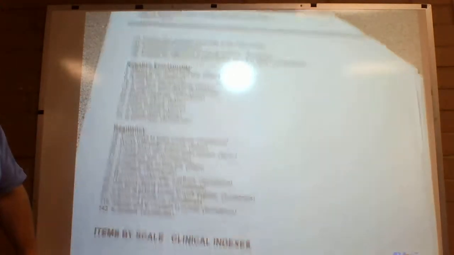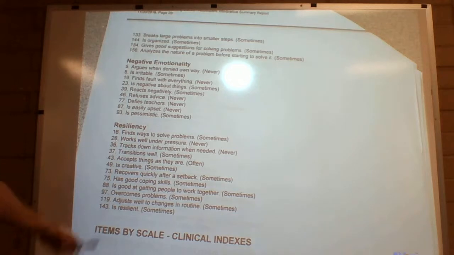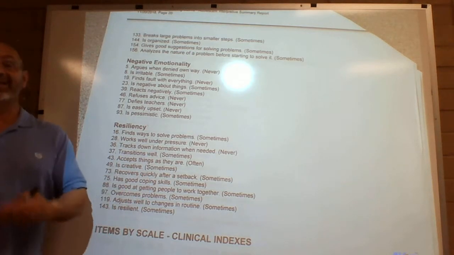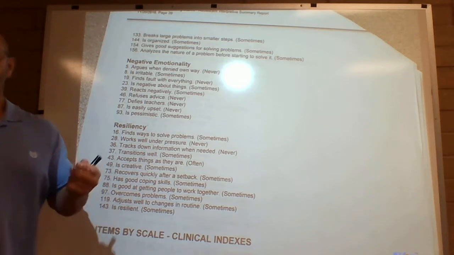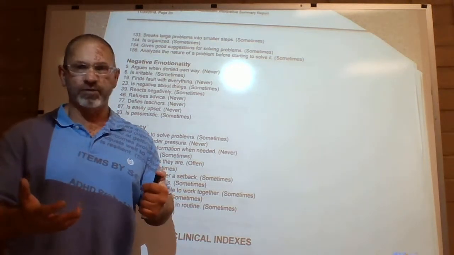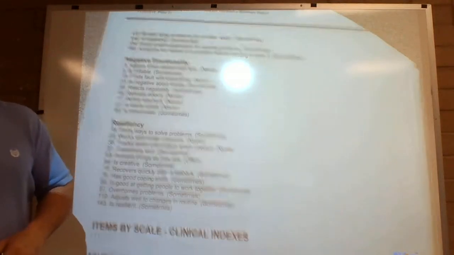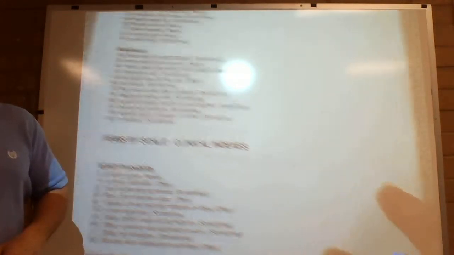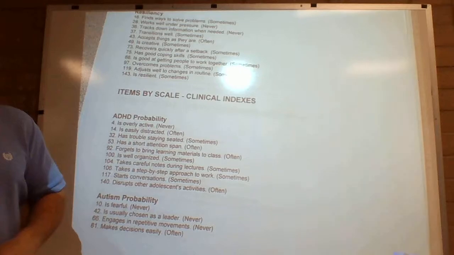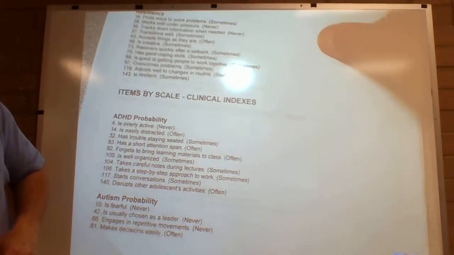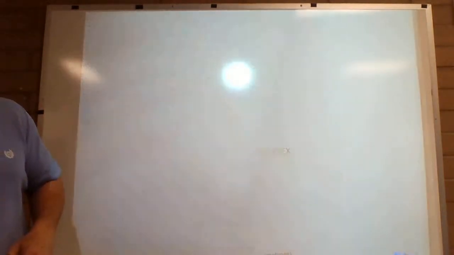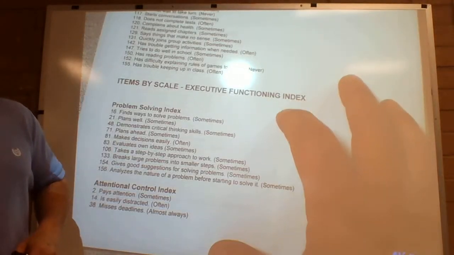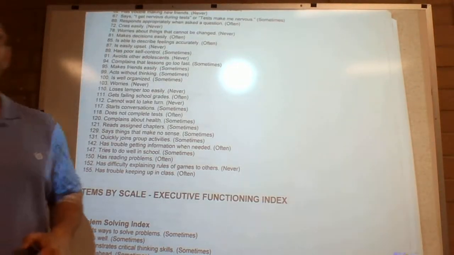Then when we look at the next one, resiliency: finds ways to solve problems, works well under pressure, transitions well, has good coping skills. It starts looking at the specific attributes, that trait theory. So as it goes on, it tells you ADHD probable, autism probable. So they're endorsements. Do they have enough characteristics to say that they meet the criteria of autism?